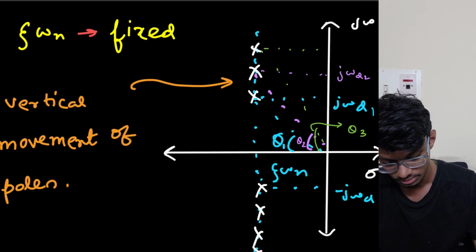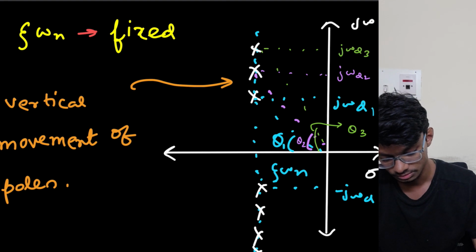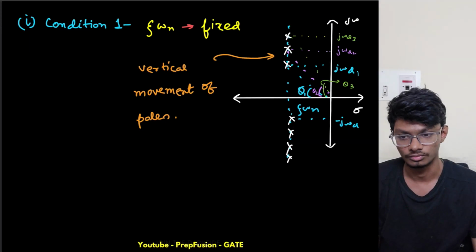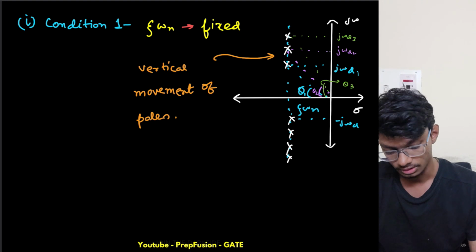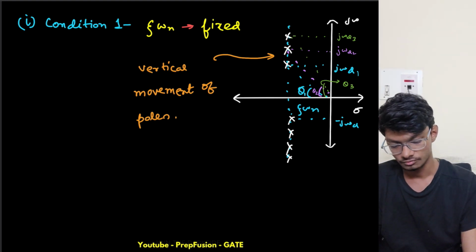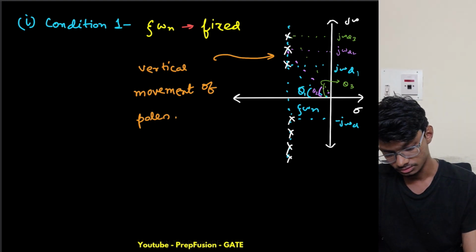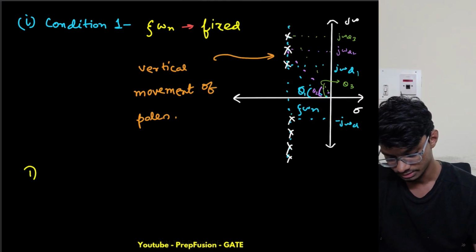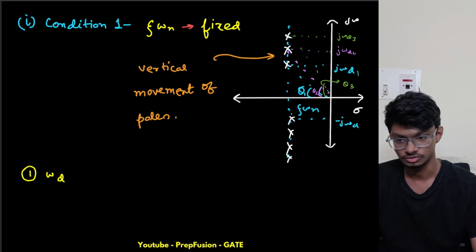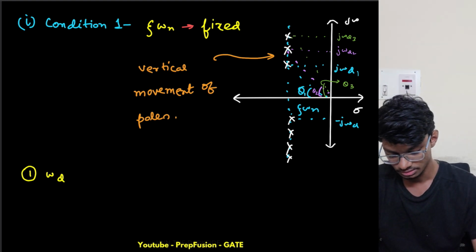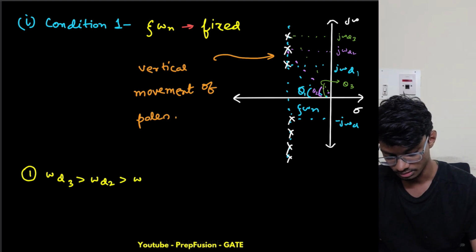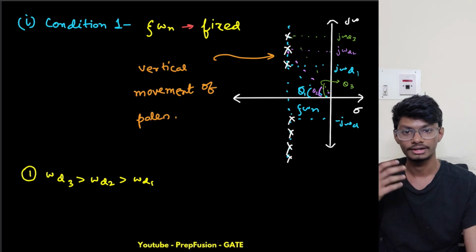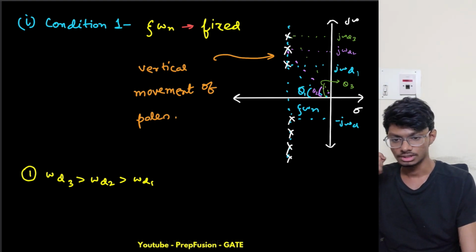This will be my omega d3, okay. So these 3 are there, okay. So like now I can compare. So what is the first thing that I notice? First thing that I notice is my omega d3 is the highest, right? So my omega d3 is greater than omega d2 is greater than omega d1, okay. So omega d3 is highest in this case, okay. This is the first thing.